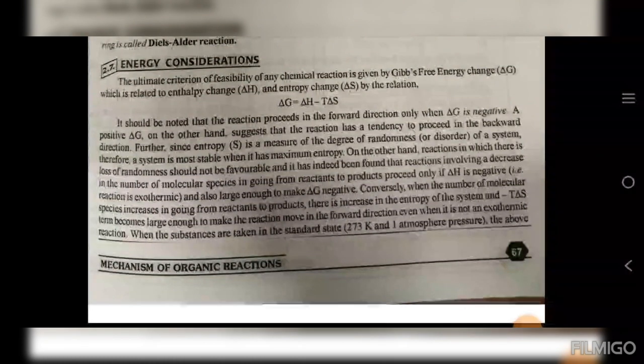Further, since entropy S is a measure of the degree of randomness or disorder of a system, a system is more stable when it has maximum entropy. On the other hand, reactions in which there is loss of randomness should not be favorable, and it has indeed been found that reactions involving a decrease in the number of molecular species in going from reactants to products proceed only if delta H is negative, that is, the reaction is exothermic and also large enough to make delta G negative.